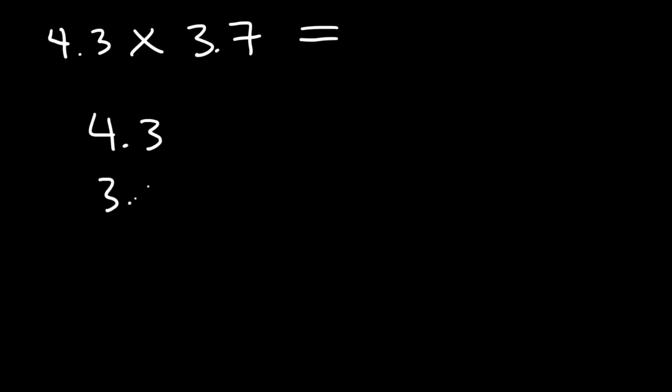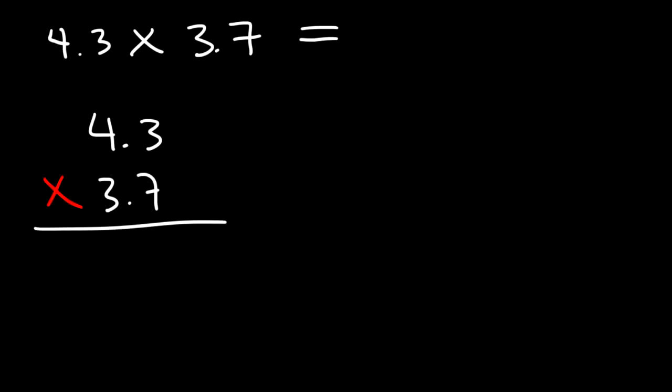In this lesson, we're going to talk about how to multiply decimal numbers. So let's begin with a simple example. What is 4.3 times 3.7? Well, let's set up our problem like this. Let's multiply it using the old school method.